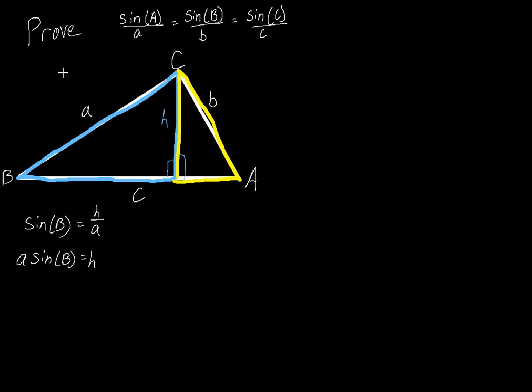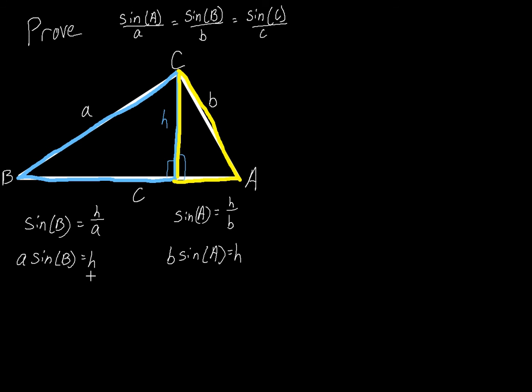Now if I take a look at the yellow triangle, I can look at this angle A. The sine of capital A is equal to opposite h over hypotenuse b. Again, with a little bit of rearranging, b times the sine of A is equal to h. It seems like we did the exact same thing, but it's subtly different because you've got those different angles and side lengths inside. Yes, we used the same idea, but it is subtly different.